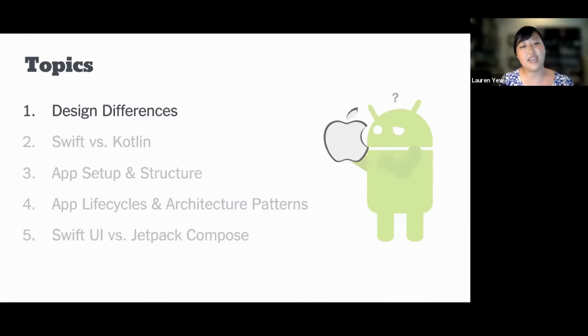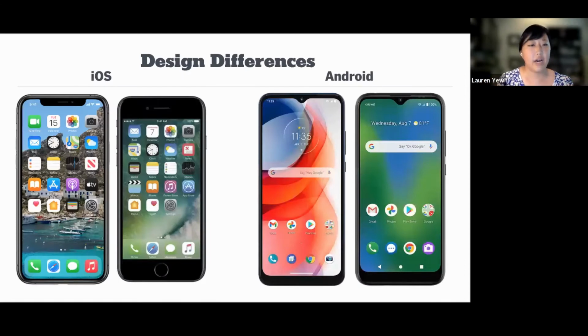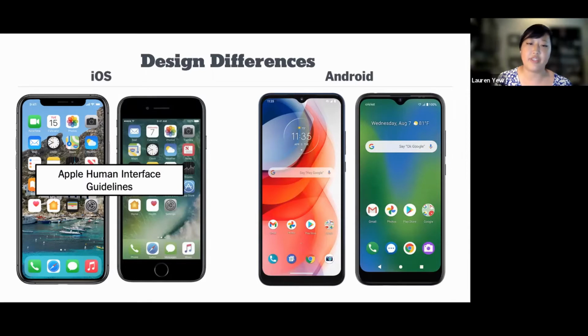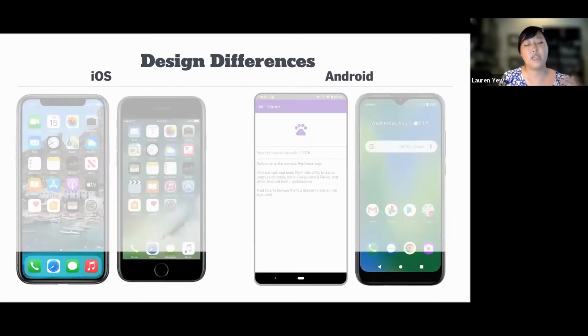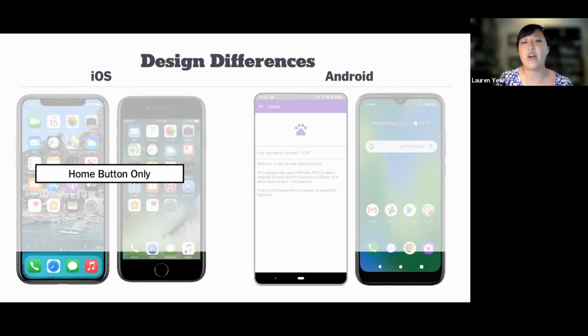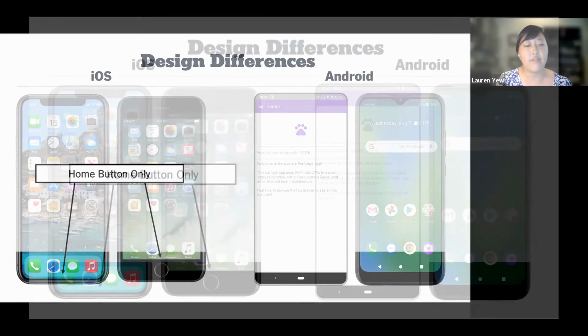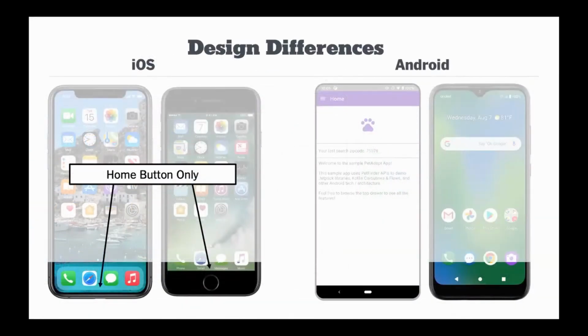The first topic is the design differences between the Android and iOS platforms. iOS platforms and apps are designed based off of the Apple Human Interface Guidelines, whereas in Android, we use Material Design. One of the main differences between the platforms' designs is the phone controls. With iOS phones, we actually only have a home button available. On the newer phones, this is triggered by swiping up from the bottom of the phone, and on older iPhones, you actually see a dedicated hardware button.